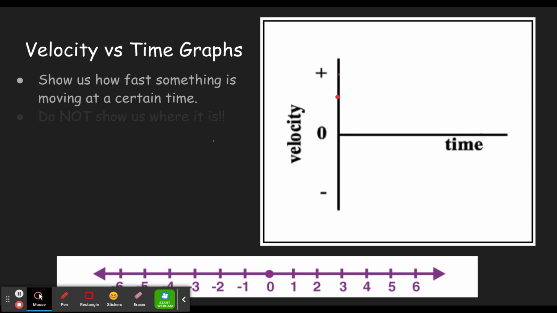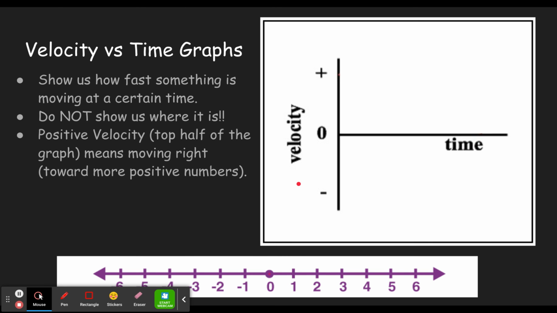So just how fast. It's a big mistake people make. This does not show us where the object is. It does not show where the object is, only how fast it is going. So it could be way over on the right, way over on the left. It depends what direction it's going. So what does that tell us? Well, the positive side means that it's moving towards the right, because the right side of this number line is more positive numbers. So whether you're over here moving right or over here moving right, that would mean you're up in this part of the graph. So anytime you see any line up here, your car had better be moving right.